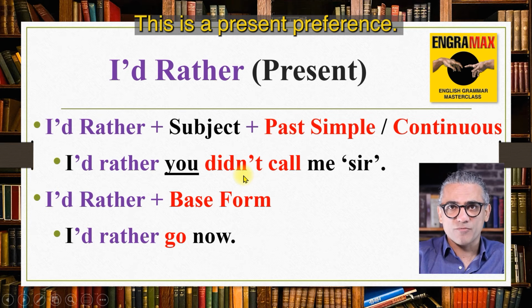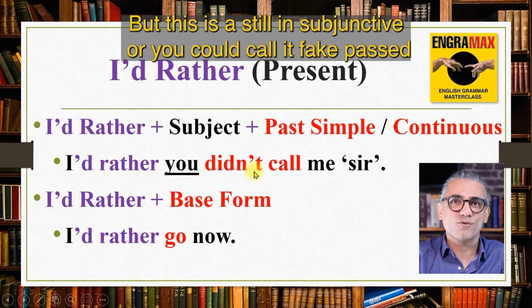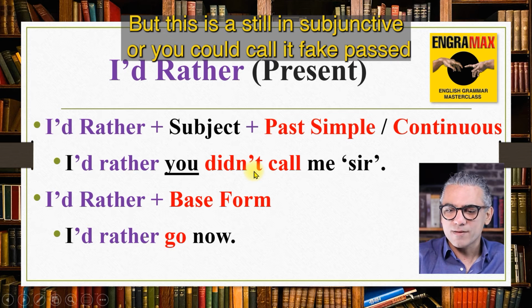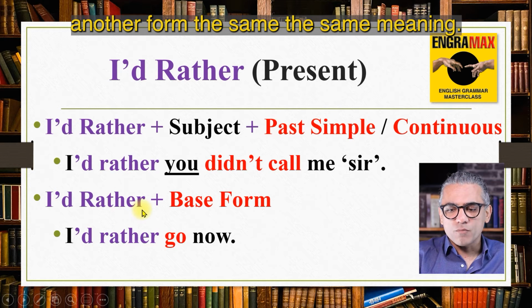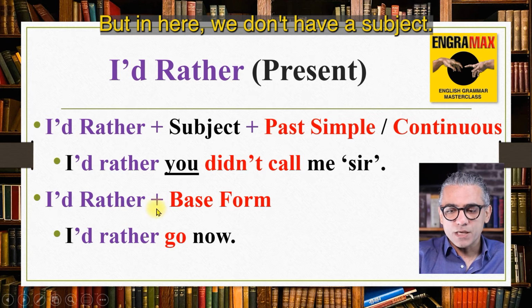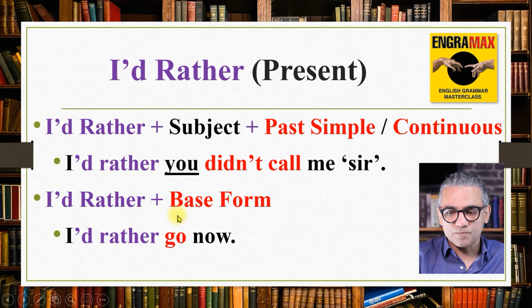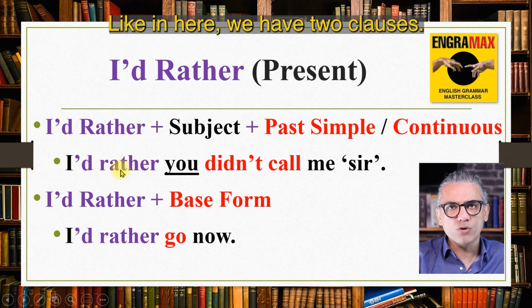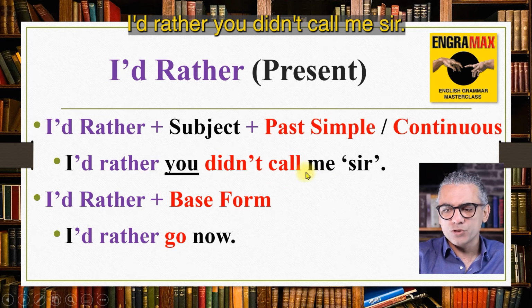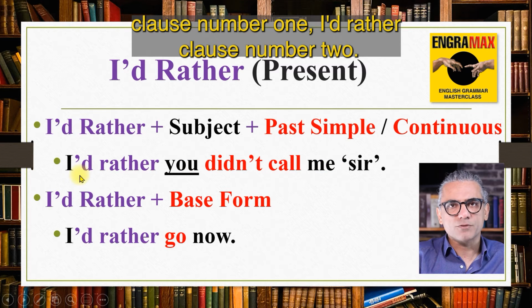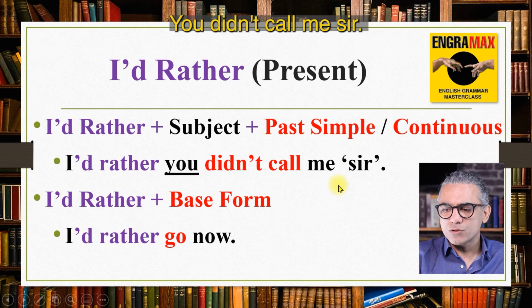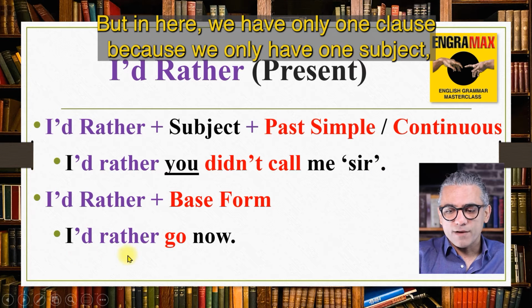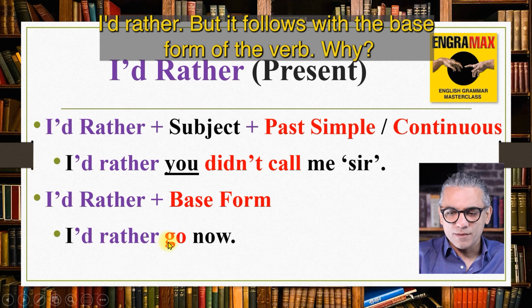This is a present preference, but this is still in subjunctive, or you could call it fake past. Another form, the same meaning, but in here we don't have a subject. Like in here, we have two clauses. I'd rather you didn't call me sir. Clause number one, I'd rather. Clause number two, you didn't call me sir. But in here, we have only one clause because we only have one subject. I'd rather, but it follows with the base form of the verb.